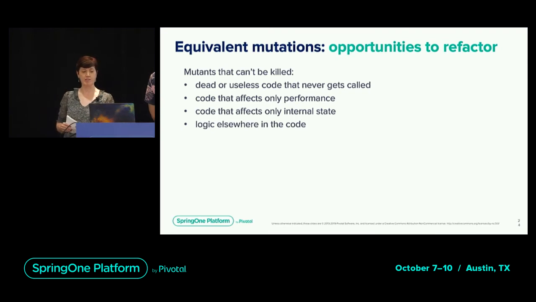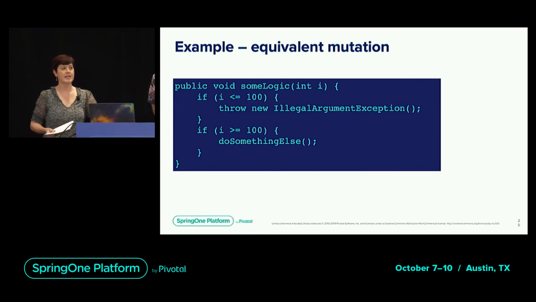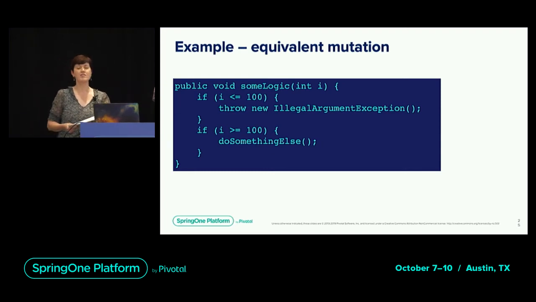So that's what the heading on this says. Some of these mutants just can't be killed. So I'll give you an example of one of those. This is one kind of equivalent mutation. I should admit that I lifted this completely out of a presentation that Henry Coles does. Henry Coles is the guy who basically maintains pitest.org. He's amazing. If you can watch one of his presentations on this, he's very good at it.